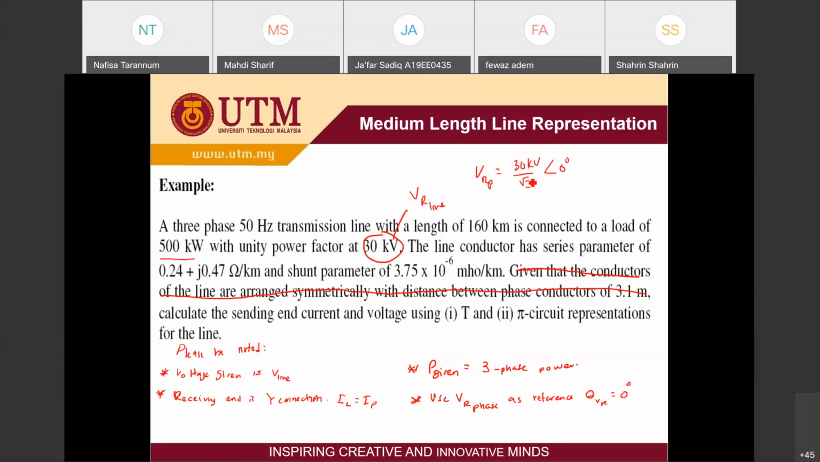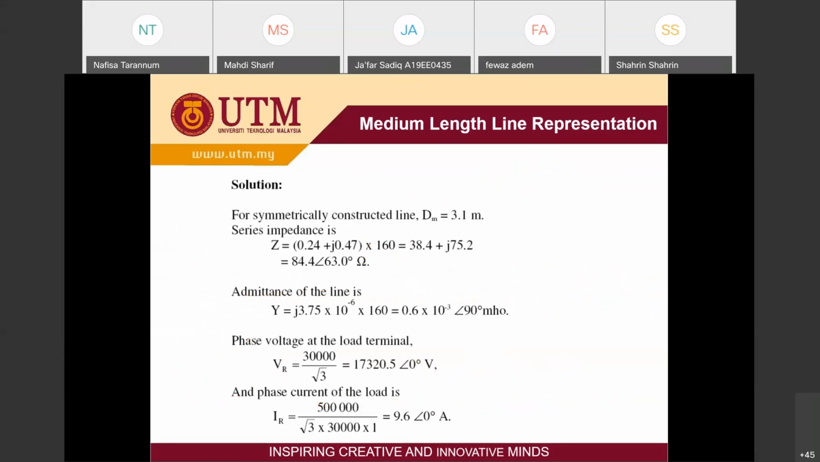And as you can see, there is a sentence here: given that the conductors of the line are arranged symmetrically with distance. Please ignore this sentence, because this one is taken from the previous generation of this course, SKEE. We didn't take into account the distance between the phase conductors. Please also ignore this one in the solution. So you start with the admittance of the line and so on.